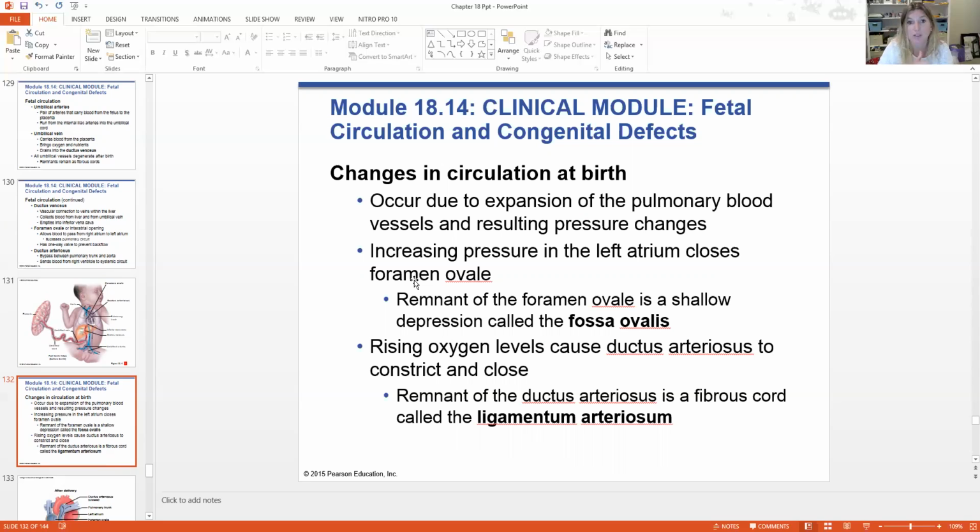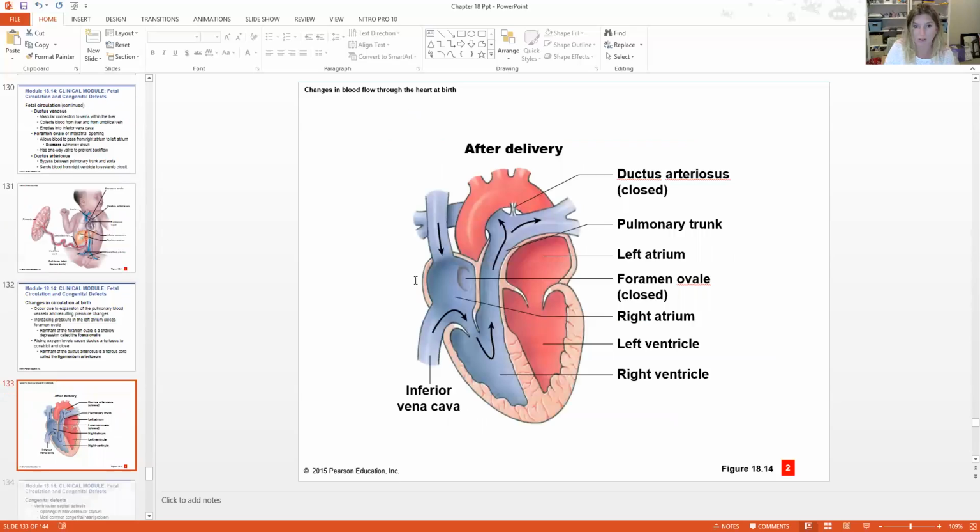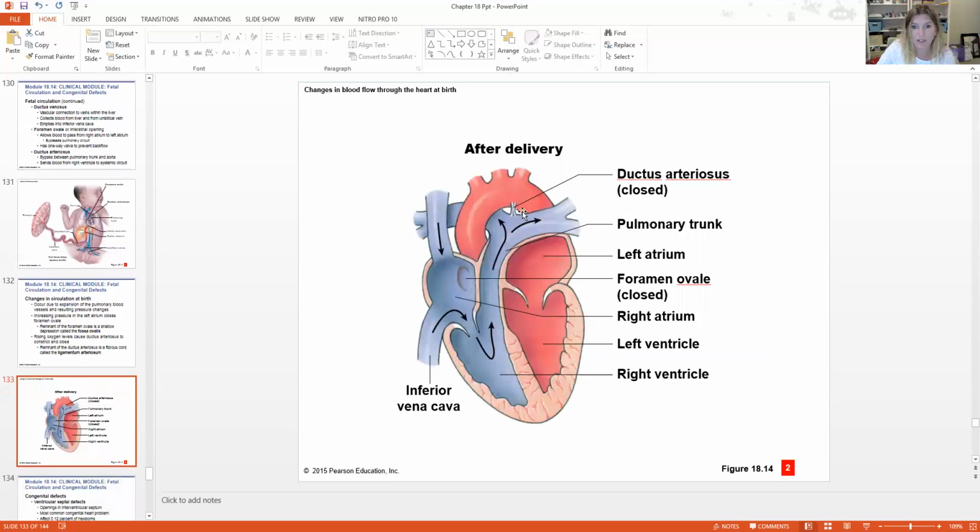And what you have left is something called a fossa ovalis. It's just a shallow depression, rather. You can see it inside the wall of the right atrium. The rising oxygen levels are going to cause the ductus arteriosus to close as well. And the remnant of that is called the ligamentum arteriosum. It's a little ligament that attaches our pulmonary trunk to our aortic arch. It's not a vessel anymore. It's just a little ligament that's left over. There you can see the ductus arteriosus and our foramen ovale, which is now closed.